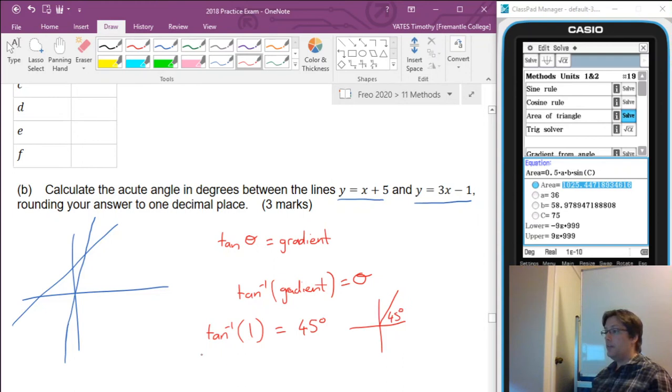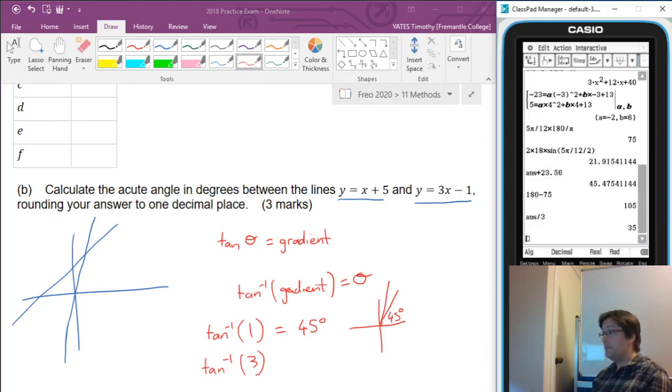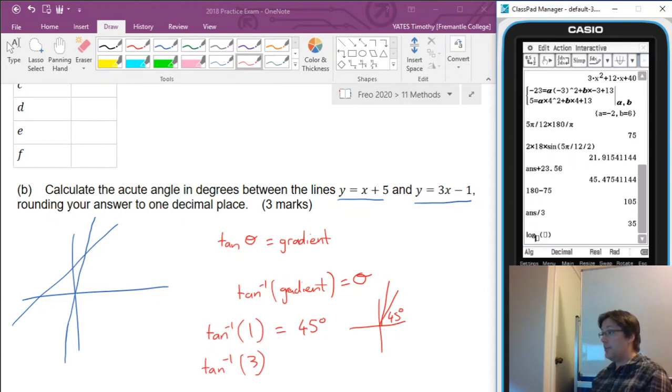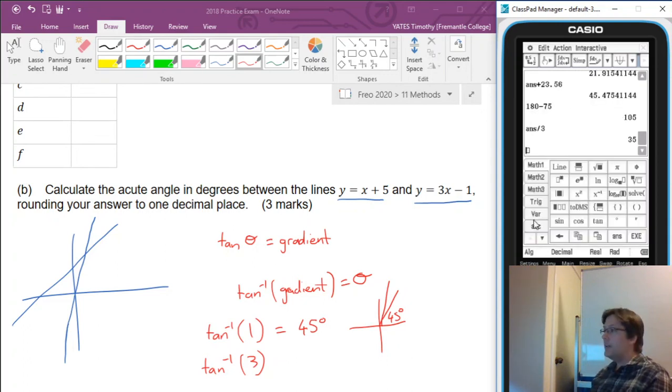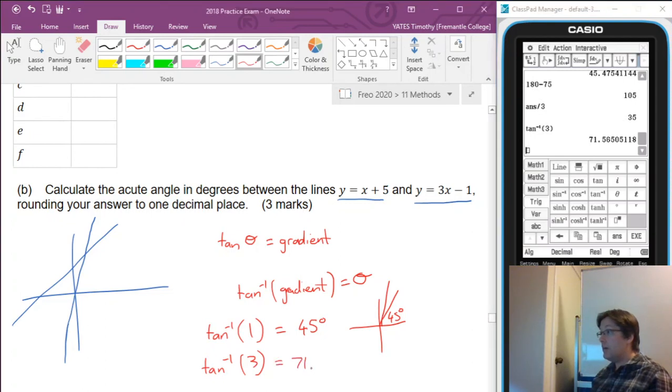What's our second one? It's going to be inverse tan of 3. That's going to go up a little bit more like that. Let's get back over here. Where are we? Inverse tan. Did I set it up? No, I did not. Okay, if you need to get to inverse tan, it's under keyboard, trig, inverse tan of 3. I want to go in degrees. That's 71.56, or 57 rather.